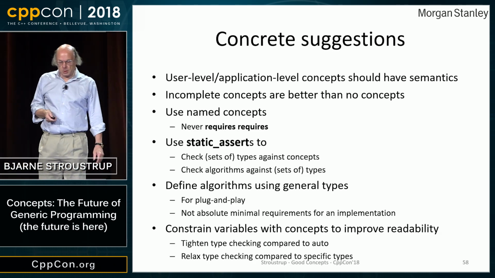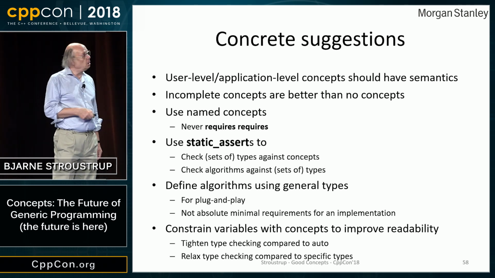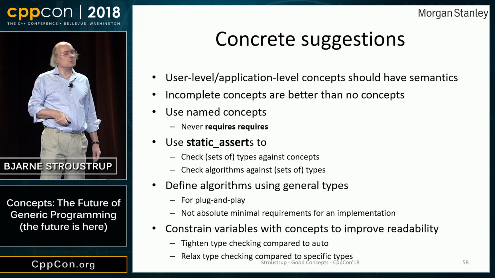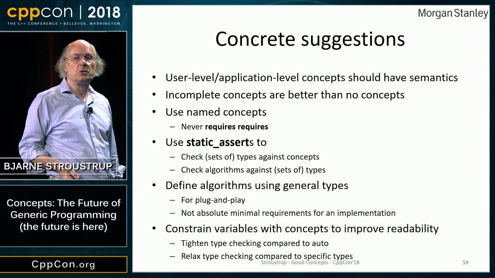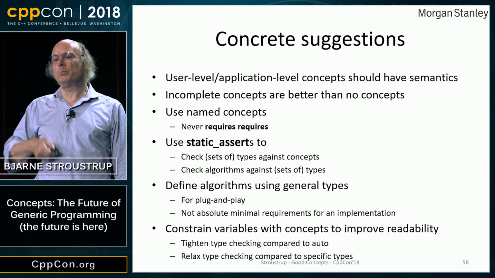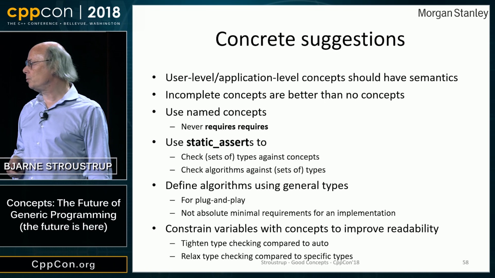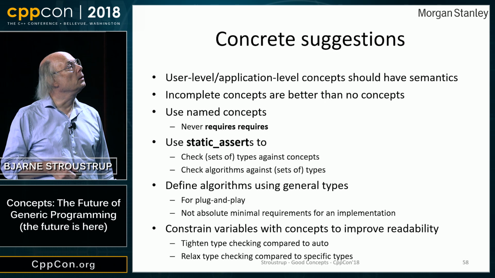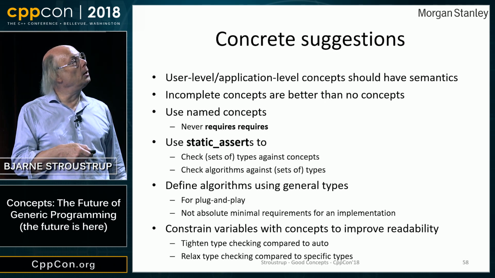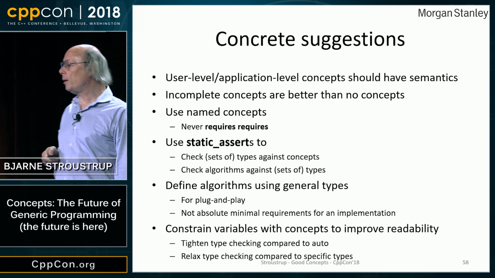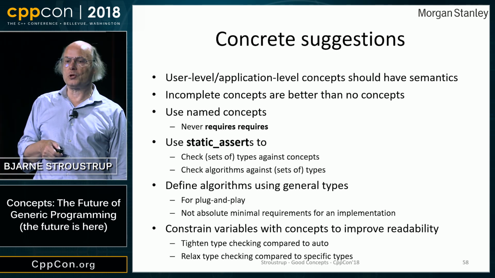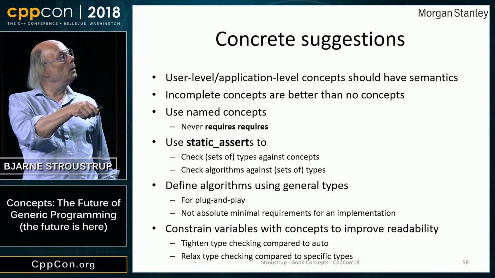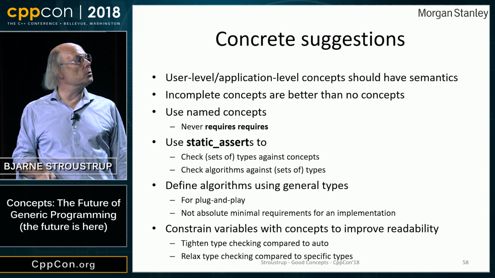And so, concrete suggestions: make sure that you can think about the semantics. When you see a concept, it's expressed in terms of syntax, but you should be able to think about it as having semantics. Eventually we may get support for doing that. That will be called axioms, but we are not there yet. Incomplete concepts are far better than no concepts. And basically you tend to start thinking, then you have simple concepts and let them grow later. Using the name concept requires is a code smell.